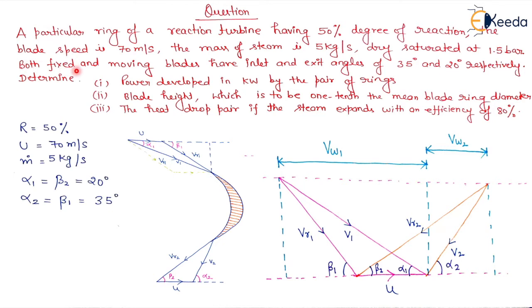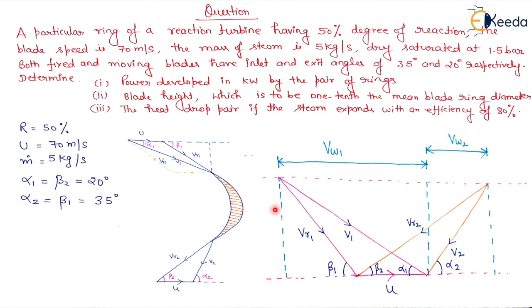Now I have cleared this thing that alpha 2 is the inlet for the nozzle, alpha 1 is the outlet or exit for the nozzle. Beta 1 is the inlet for the blade and beta 2 is the exit for the blade. Now from this we can write alpha 1 is equal to beta 2 is equal to 20 degree and alpha 2 is equal to beta 1 is equal to 35 degree. Okay, this is the 50% Parsons reaction turbine velocity triangle. This is the combined velocity triangle which I have drawn.